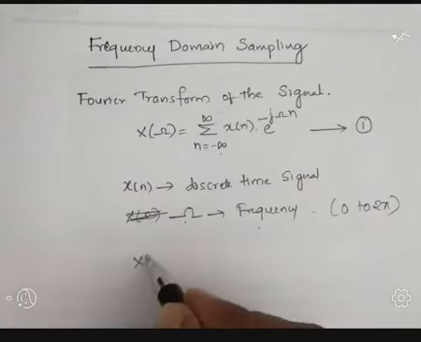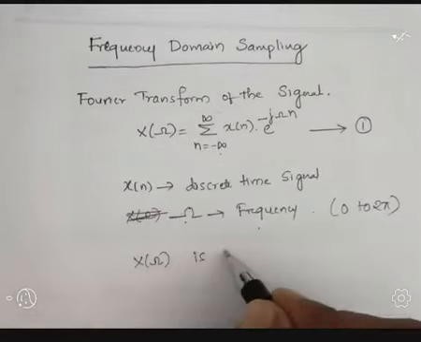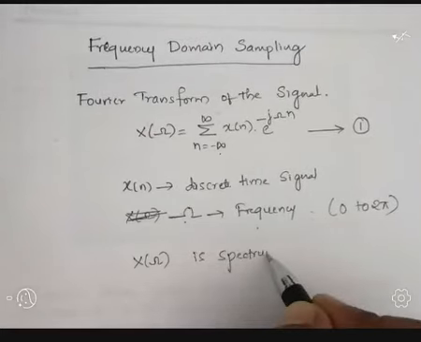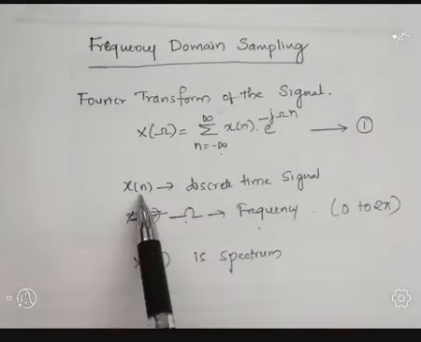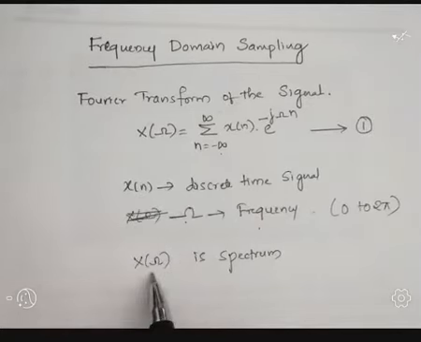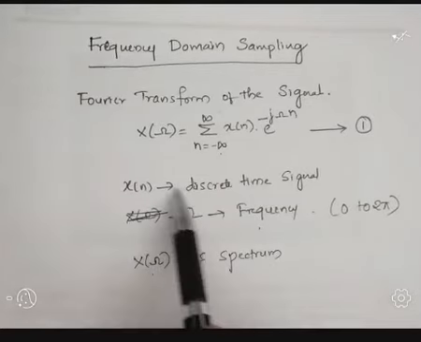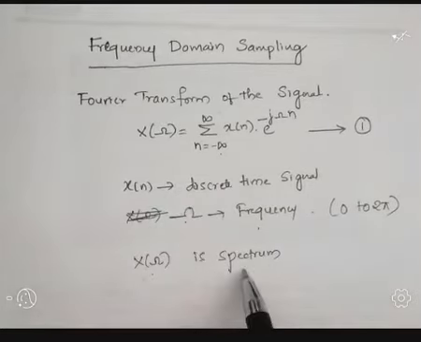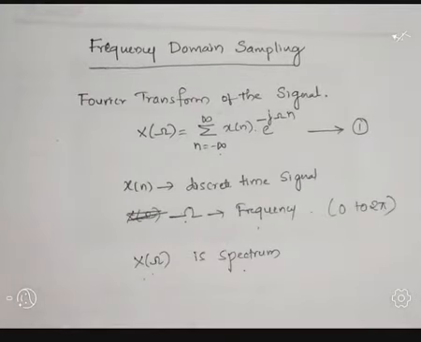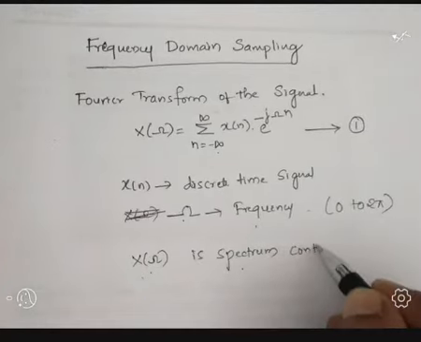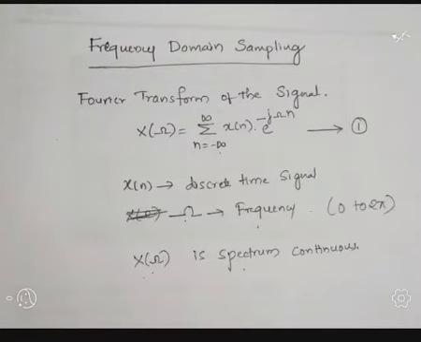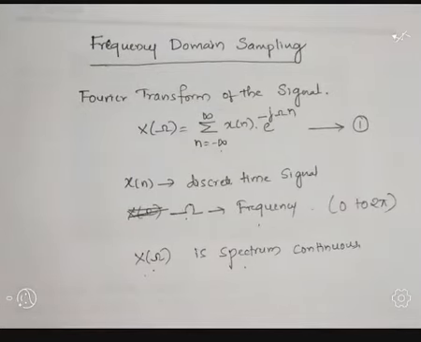X of omega is the spectrum. It means x of n is a discrete time signal, even though its spectrum x of omega is continuous. It is discrete in nature, but the spectrum is continuous in nature. Such a continuous function cannot be evaluated on a digital processor. On a digital processor, only discrete signals can be evaluated. So this point we have to remember.